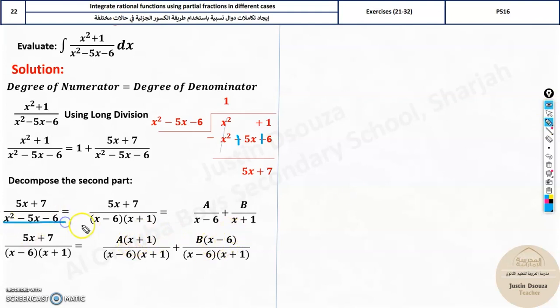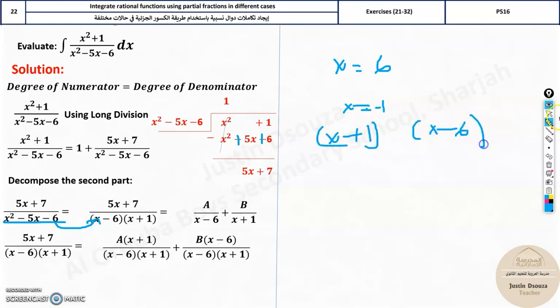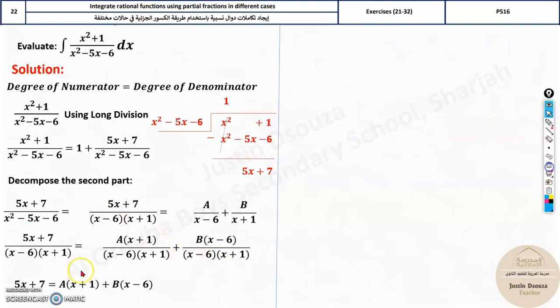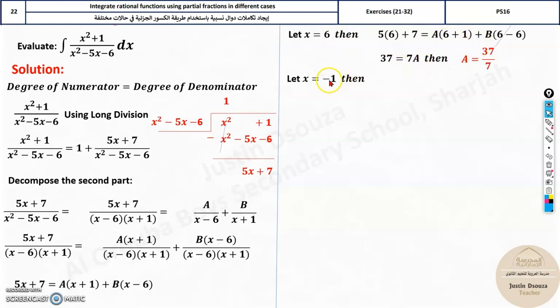If you're thinking how to solve this, to decompose this, you need to find the solution by putting it in the calculator, and you will get the answers x equals 6, x equals negative 1. You need to bring it inside, it'll become x plus 1, x minus 6. That's it. All the numerators can be equated because the denominators are the same factors. Then let us consider one of the x values, that is x equals 6, and you find the A value, and then take x equals minus 1, the other x value, and you can solve for B. All you do is simplify and solve.